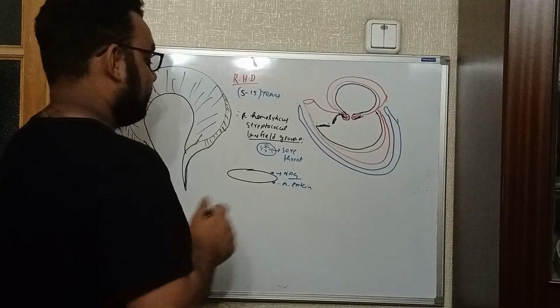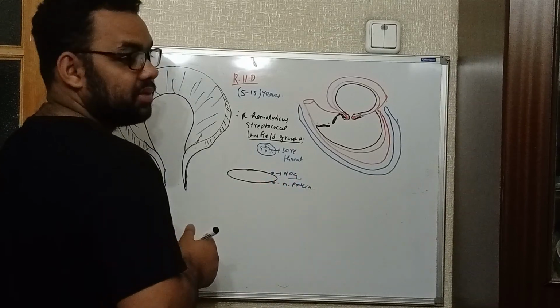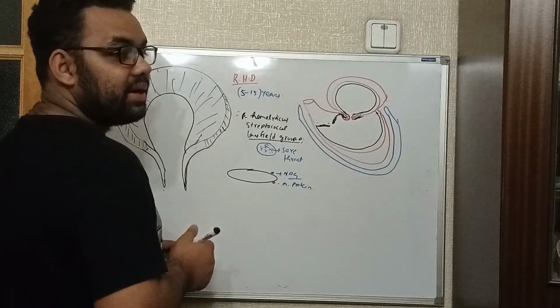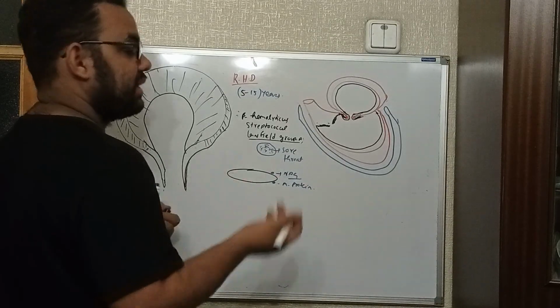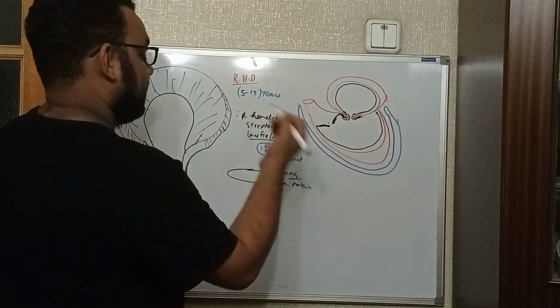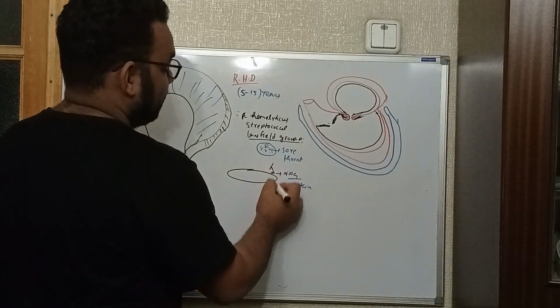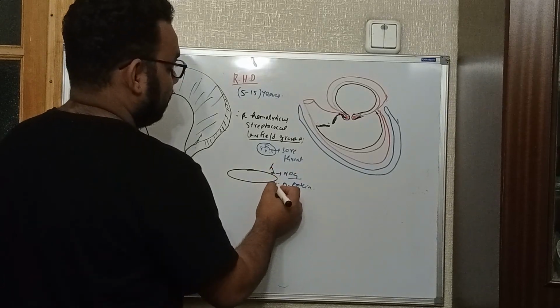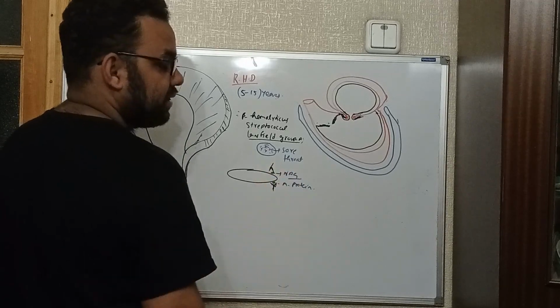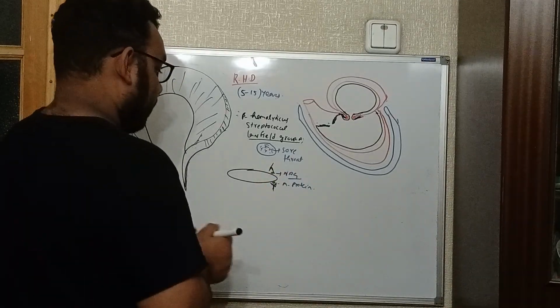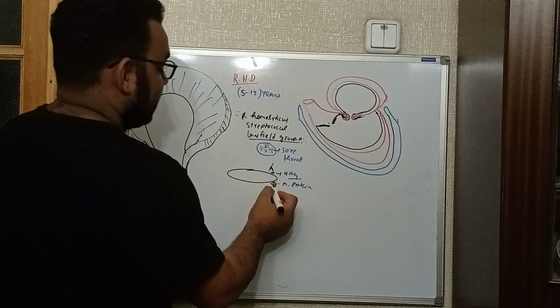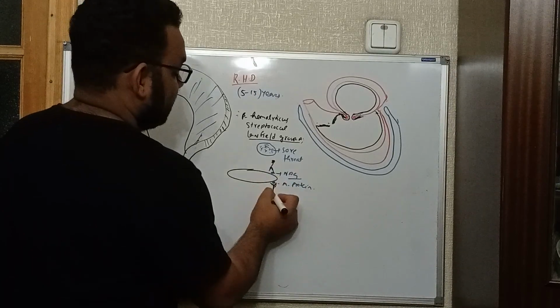Whenever this NAG or M protein type of antigens are present, these are foreign antigens or foreign particles. As a result, there will be activation of the immune system. Antibodies will come over here first, and whenever these antibodies are here, their Fc regions will activate the complement system.